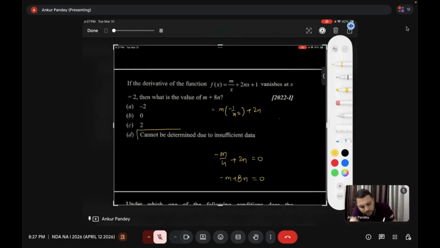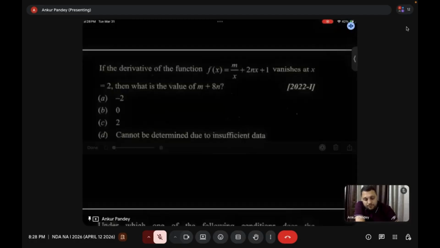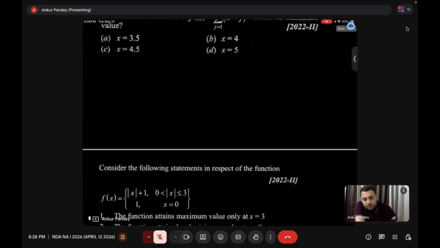Cannot be determined due to insufficient data. Clear? If they would have asked what is the value of negative m plus 8n, then the answer would have been 0. But they are asking positive m plus 8n. Okay? Sure? Sure. Next question. The other questions which are important, particularly the mod one.